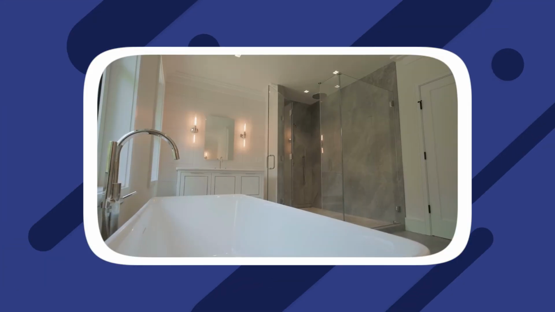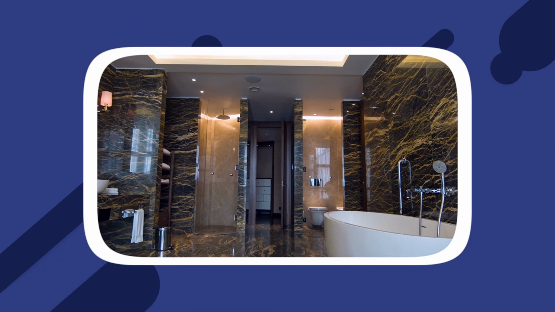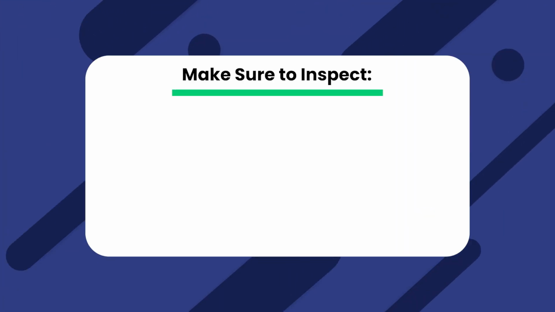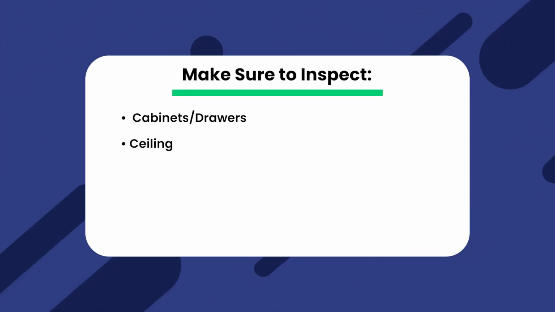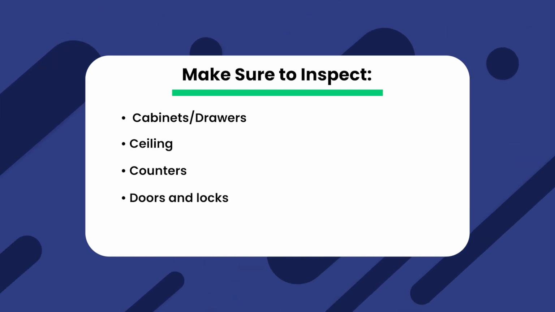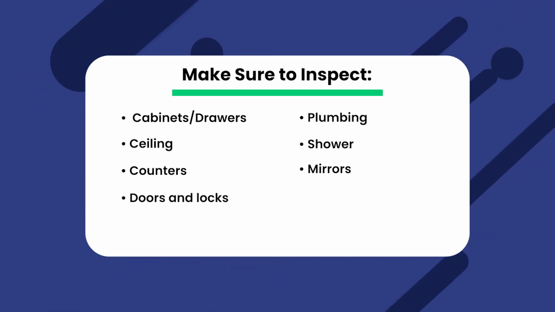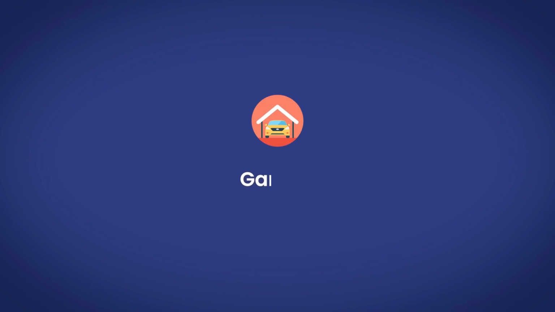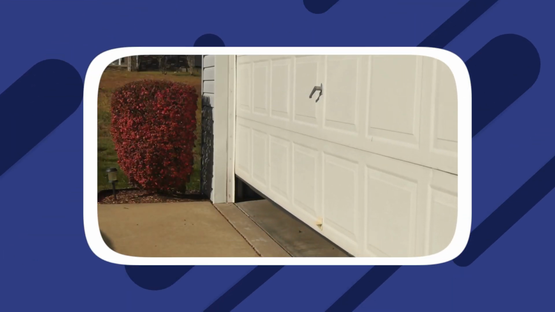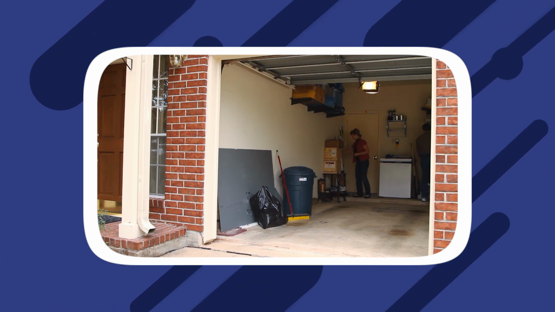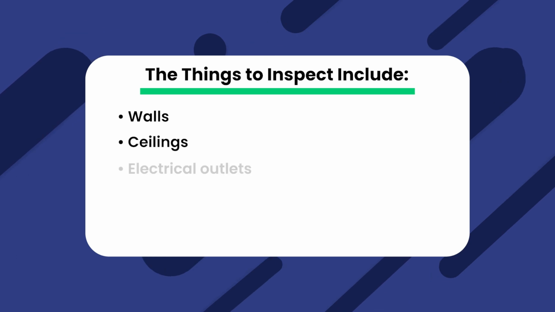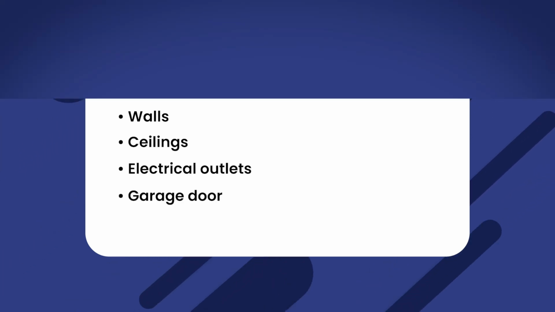The bathrooms are one of the places that suffer the most wear and tear. In order to make sure that they are in good shape, make sure to inspect cabinet doors, ceilings, counters, doors and locks, plumbing, shower, mirrors, and walls. Although not all properties have a garage, it is important to inspect it if it does exist. The things to inspect include walls, ceilings, electrical outlets, and garage door.